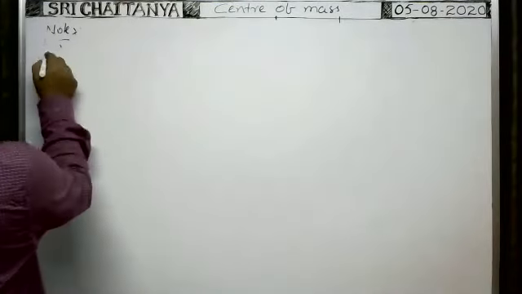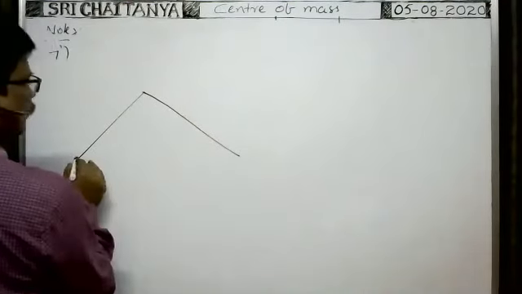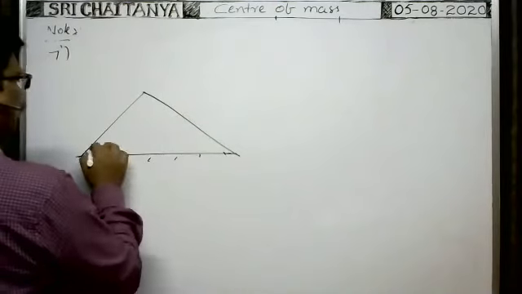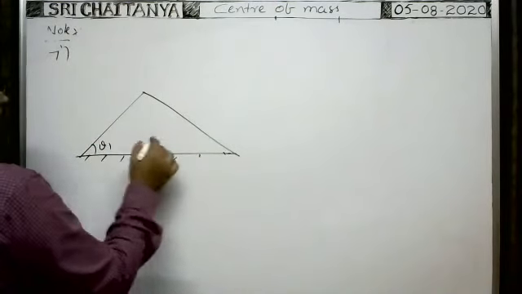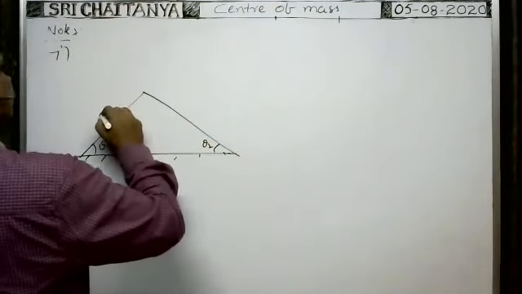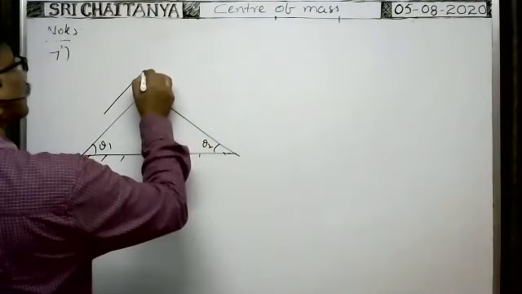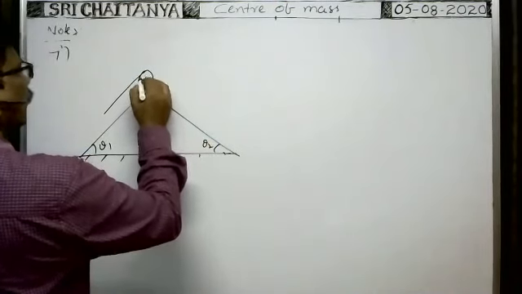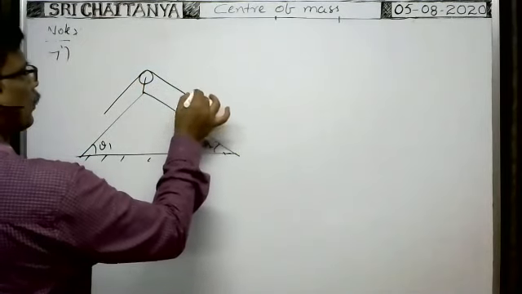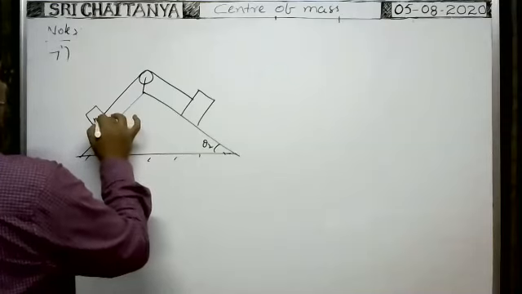Okay, next, seventh one. Suppose there is a wedge. It is fixed. Here, the angle of inclination of this surface is theta 1, and this surface is theta 2. By means of a frictionless pulley, a string is passed over the pulley, and here one block is fixed, and here another block is fixed like this. M1, M2.